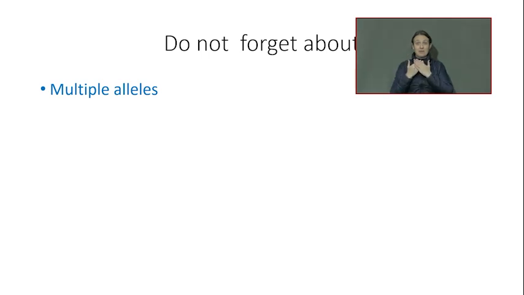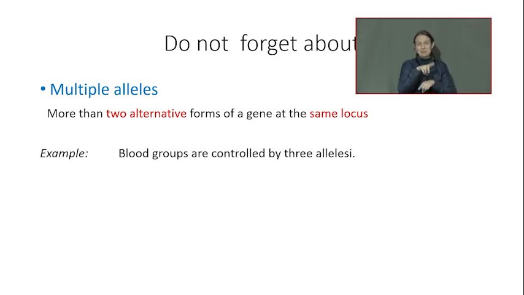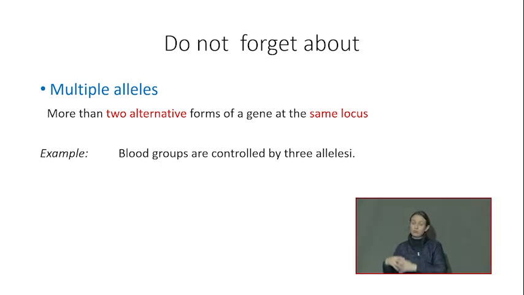And then do not forget also about multiple what? Multiple alleles. More than 2 alternative forms of a gene at the same what? Locus. Example, they say what? Blood groups. We know that blood groups are controlled by 3 alleles. And these 3 alleles, they can give us how many blood groups? They can give us 4 blood groups, which is blood group A, blood group B, blood group AB, and blood group O.